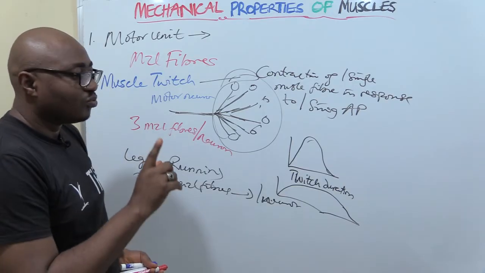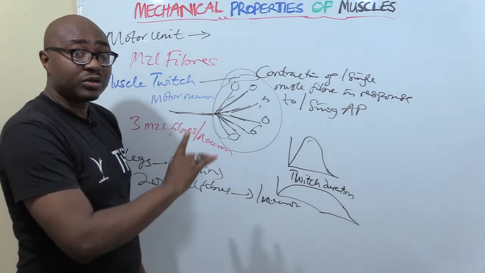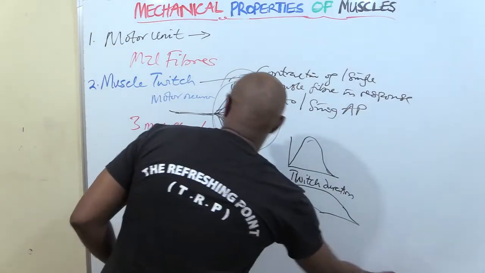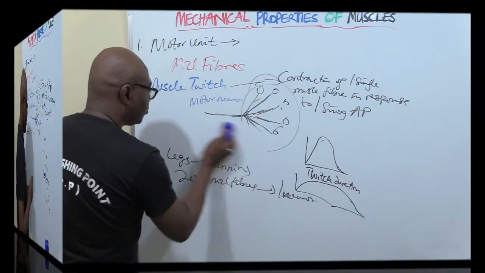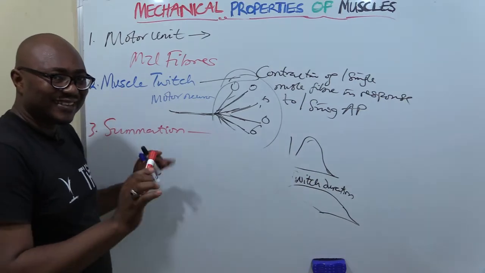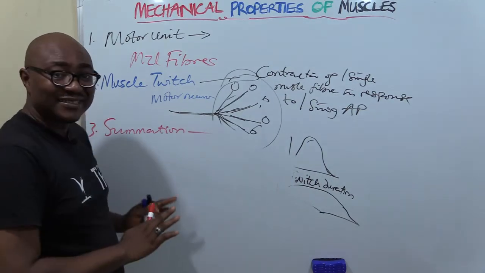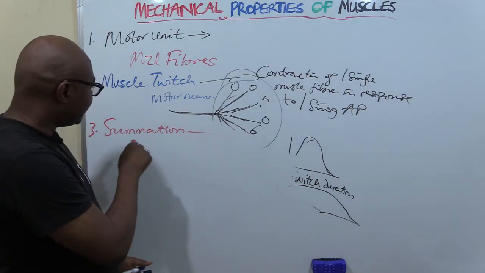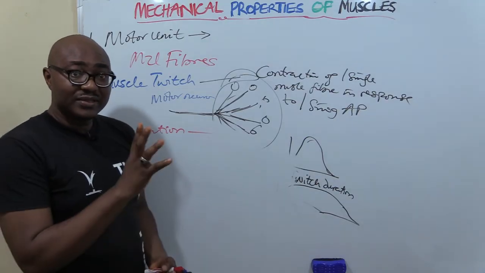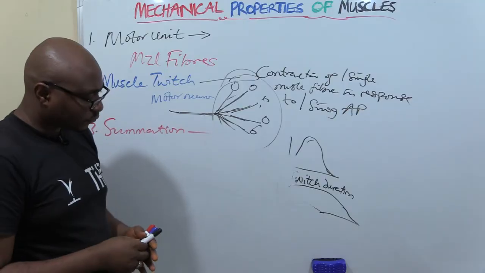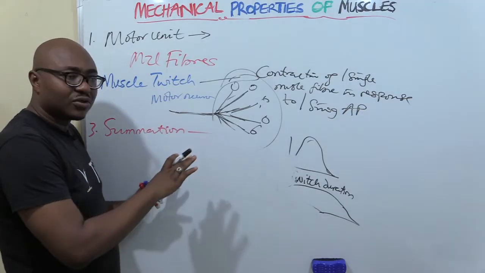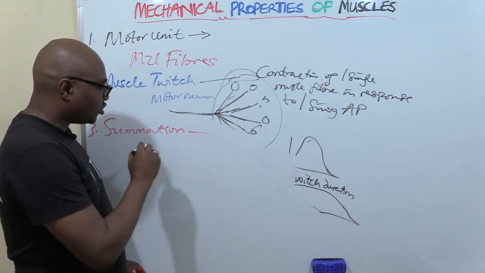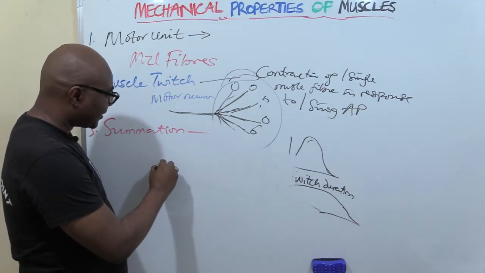Then something even more important that you need to know about the properties of muscles is what is known as summation. You might have already had an idea about what summation is from even nerves. Nerves have their own summation. But in muscles, it's something very interesting. Now we are dealing with contractions. A skeletal muscle can contract like this.